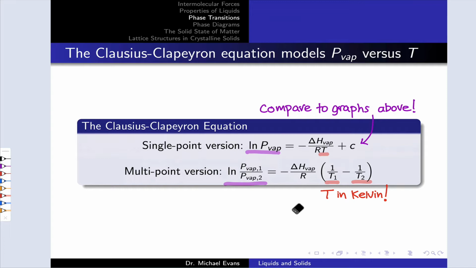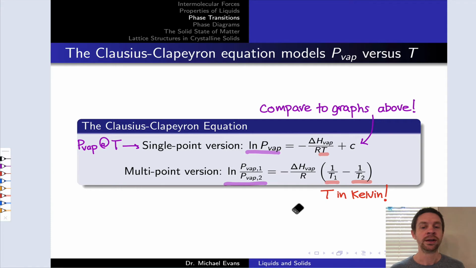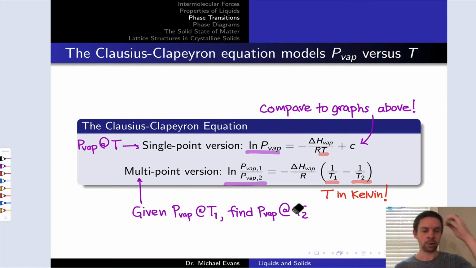And there are two forms of this equation that you'll commonly use, particularly chemical engineers will use this equation quite a bit. There's the single point version where you're looking for the vapor pressure at a particular temperature and you know the heat of vaporization. And then there's the multi-point version where we're given the vapor pressure at one temperature. Say we know the boiling point, right? This is an important conceptual point. If I know the boiling point, I know the vapor pressure at the boiling point. It's 1 atmosphere, the normal boiling point.